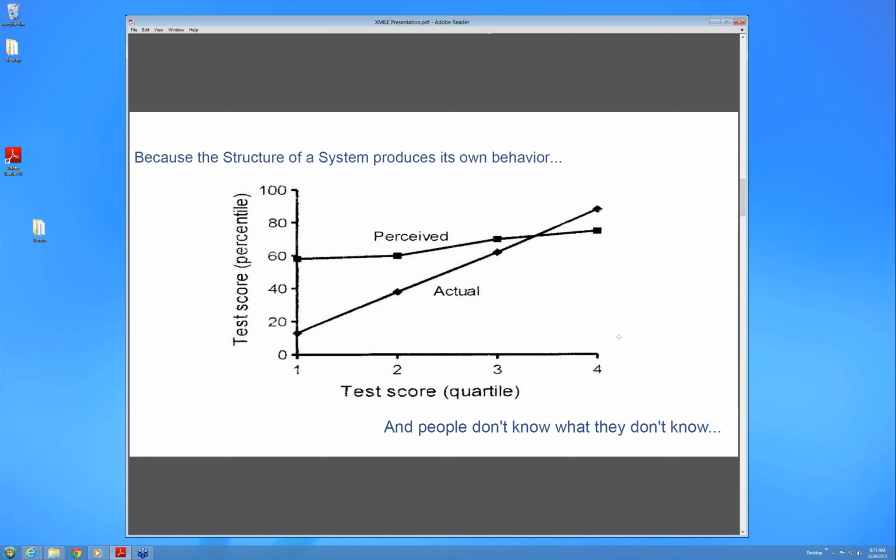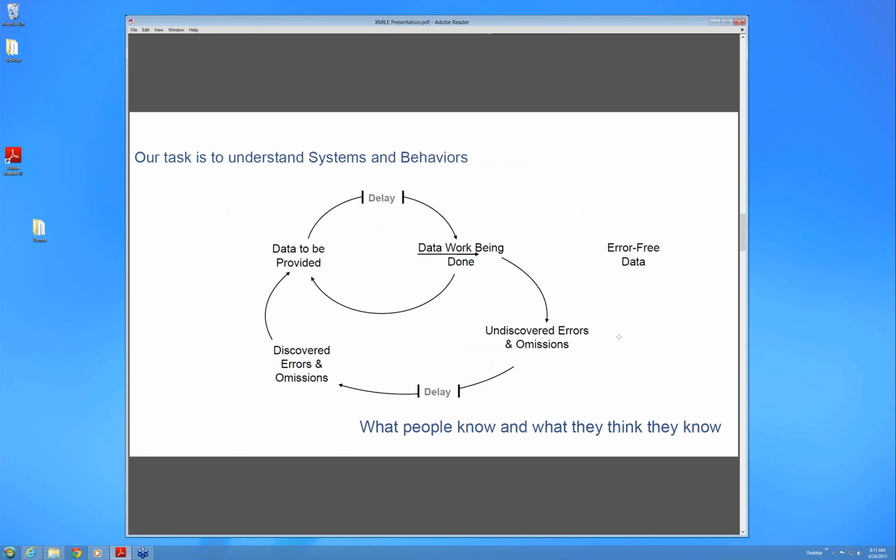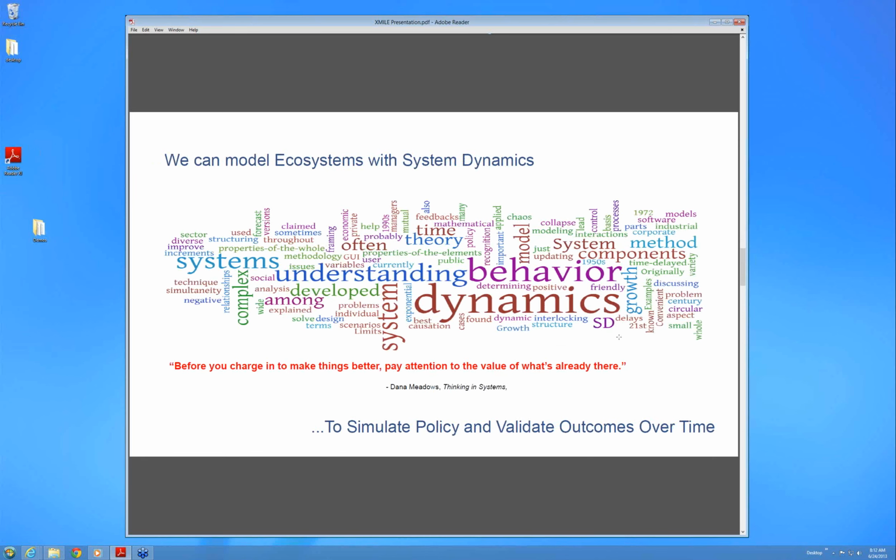One of the things that we've learned through system dynamics is that the structure of a system itself produces its own behavior, and people often don't know what they don't know. And so it's our task to understand systems and behaviors, that is, the indirect consequences of our decisions and the tertiary consequences of our policies. And it turns out that's not a really easy thing to do. It's not an easy way of seeing the world. But we can, through system dynamics, model these complex ecosystems and simulate policy and validate outcomes over time.